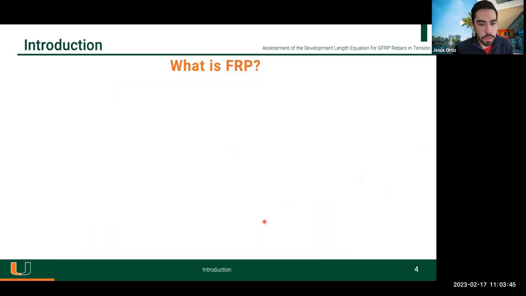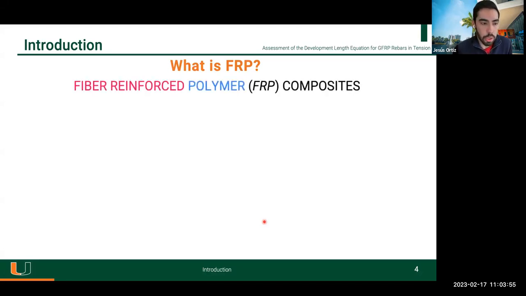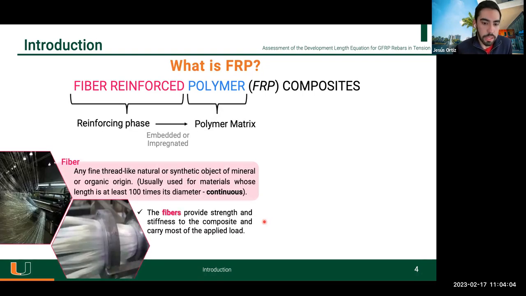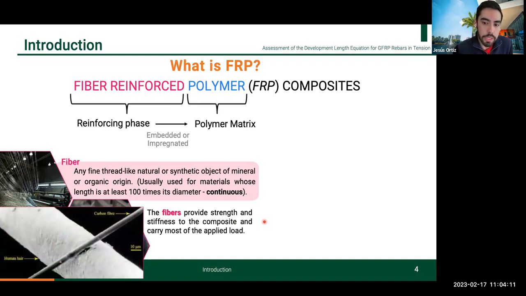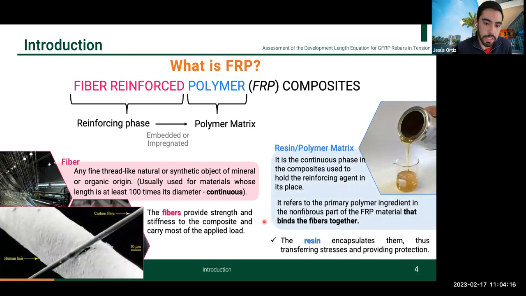So first, let me explain for those of you who may not be familiar with the term FRP. FRP stands for fiber reinforced polymer, and it is a composite material. It is made of a reinforcing phase, the fibers, that are embedded or impregnated in a polymer matrix. Those fibers provide the strength and carry most of the applied load. They should be continuous fibers. And the resin or the polymer matrix binds them together, thus transferring the stresses and providing protection to the fibers.